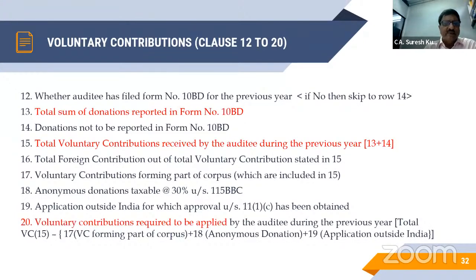And they have given a formula: clause 15, the total voluntary contribution, minus 16, minus 17, minus 18, minus 19 will be the income of voluntary contribution that needs to be applied in that year. So this way they are getting all the information of the voluntary contribution as a whole. Then they are deducting what is not part of application, and then they are deriving the net amount of voluntary contribution subject to application.